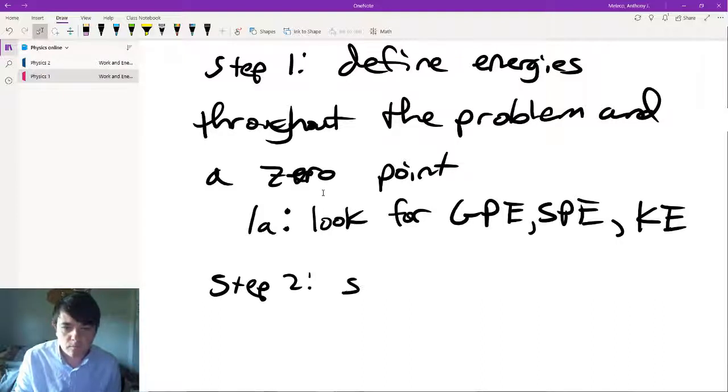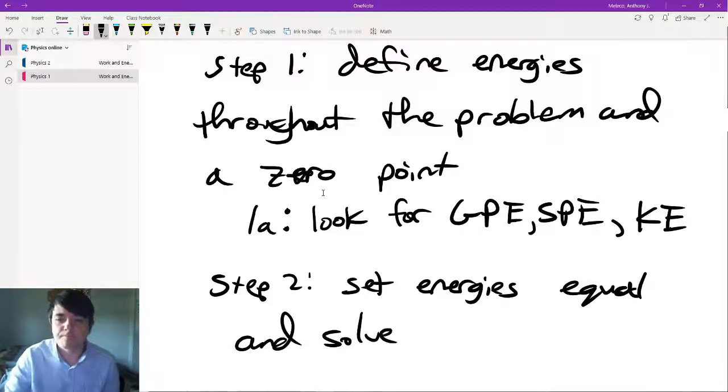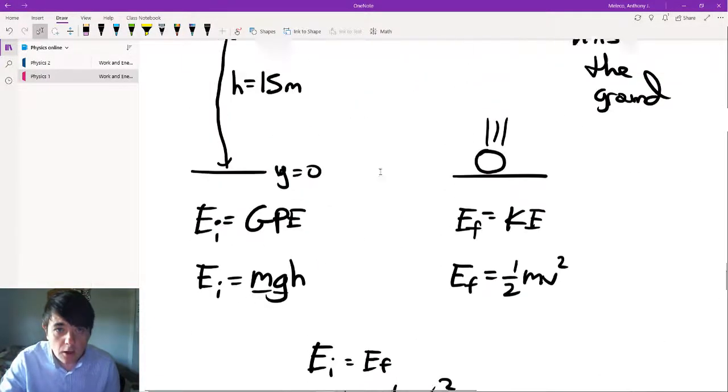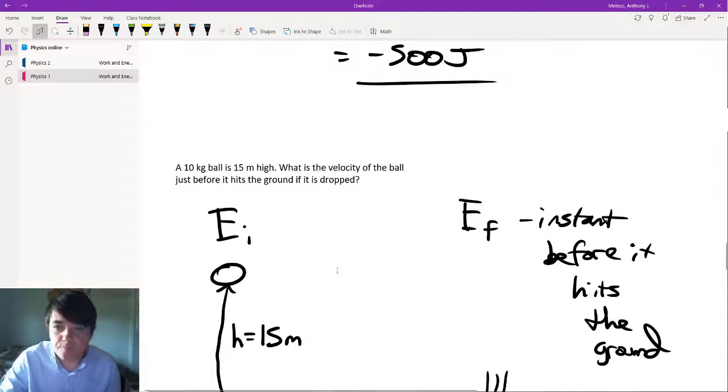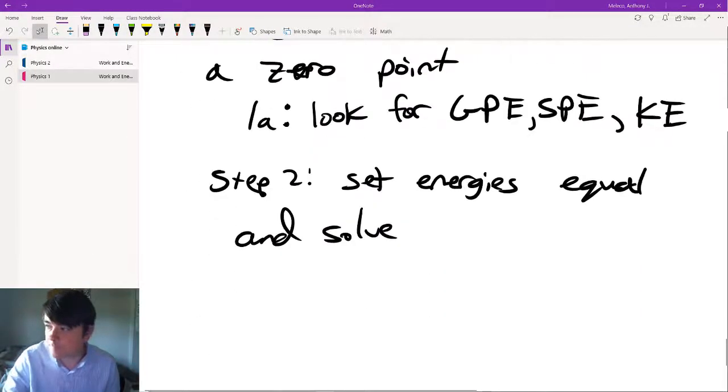Step 2, set the energies equal and solve. Which is what we did. So that's kind of it. And every single problem will work this way.